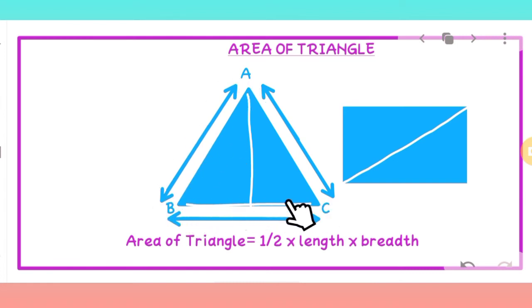We will use one side, that means the base, and the standing line, the height, which will fall from the point to the base surface. This will always be given in the question. So this will be the length of the triangle, and this will be the breadth of the triangle. So area of triangle will be half into length into breadth.